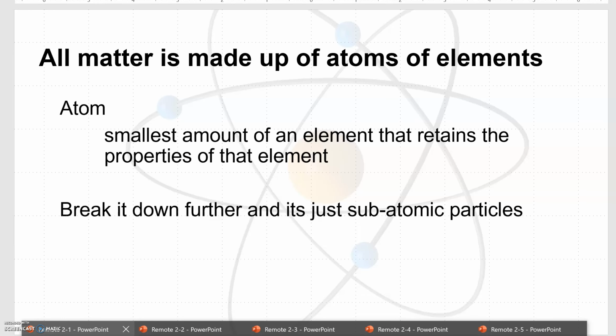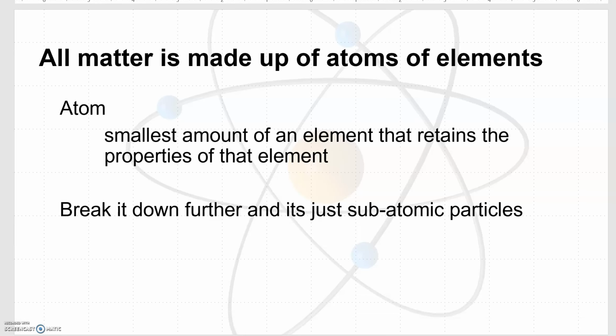We're going to talk about how all matter is made up of atoms. So the atoms of the elements on the periodic table. Now an atom is the smallest amount of an element that retains the properties of that element. So the element copper, the smallest piece of copper that still acts and behaves as copper is an atom. If you break it down further, we call it subatomic particles.